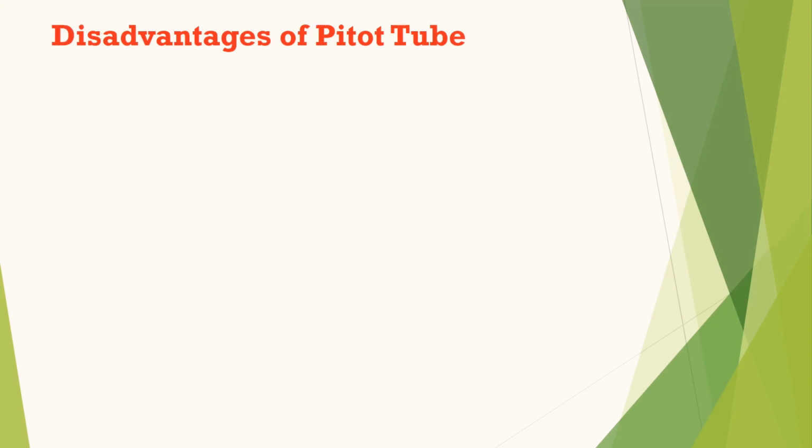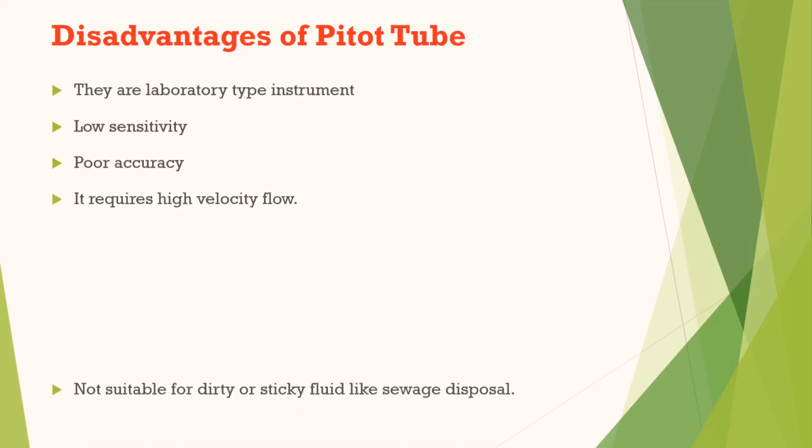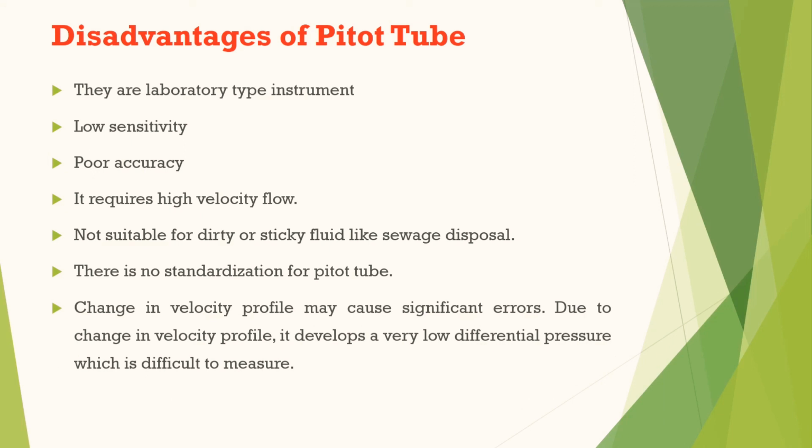Now let us see some of the disadvantages of Pitot tube. They are laboratory type instruments, with low sensitivity and poor accuracy. It requires high velocity flow, and is not suitable for dirty or sticky fluid like sewage disposal. There is no standardization for Pitot tube. A change in velocity profile may cause significant error. Due to change in velocity profile, it develops a very low differential pressure which is difficult to measure.